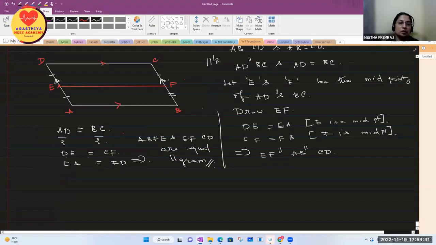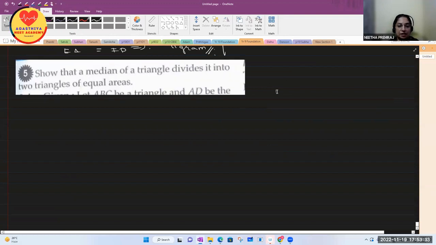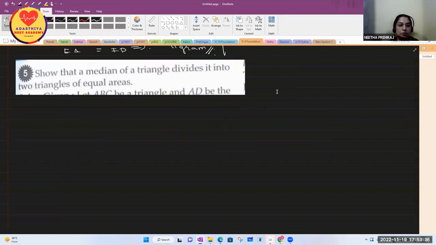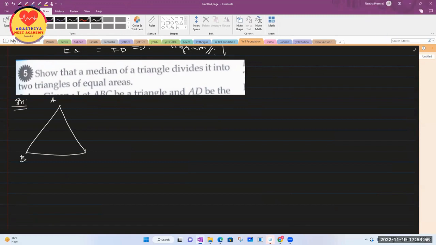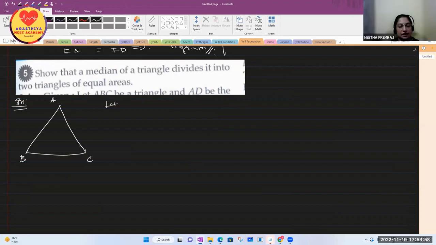Show that a median of a triangle divides it into two triangles of equal areas. Tell me, what is a median? There is a triangle. So what is given? There is a triangle ABC. Let ABC be the triangle.